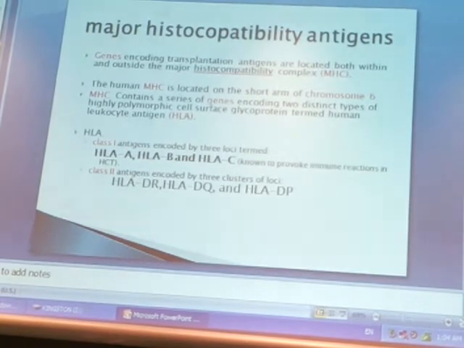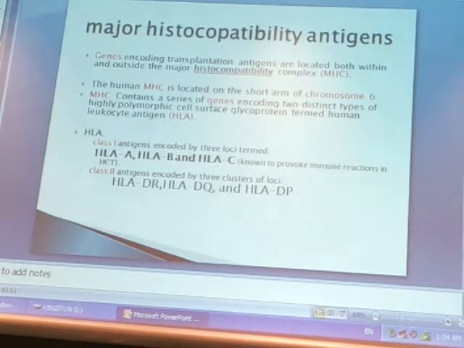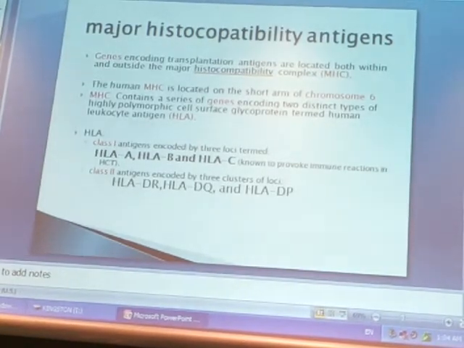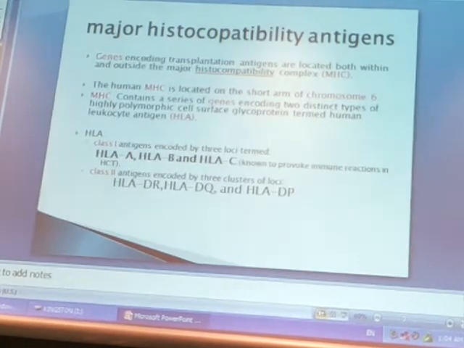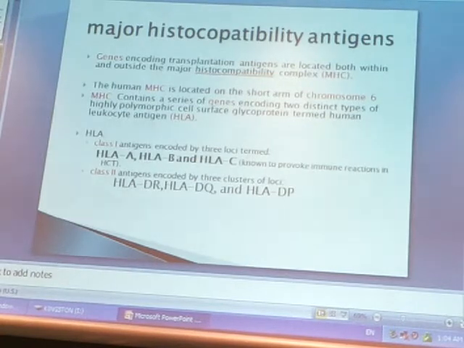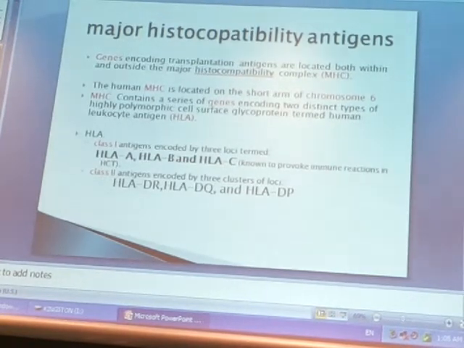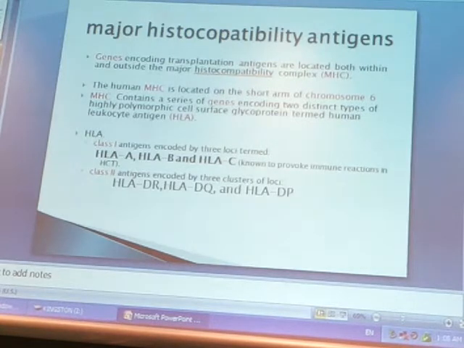And how do we get the unrelated donors? There's a bank. There are many banks in the world, one in Europe, one in Brazil, and one in the United States. And here in Jordan, we have a contract with the European banks, and we get stem cells from there. There are many volunteers in the world. They donate their stem cells for free, but they don't donate their time, and they travel for free. So you have to pay for their traveling and whatever they ask for.